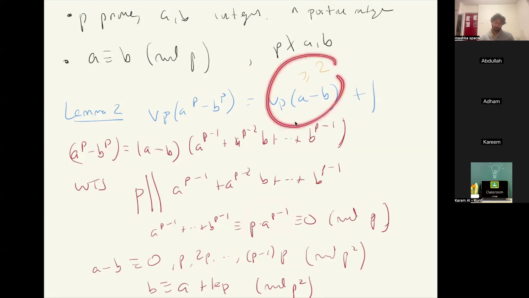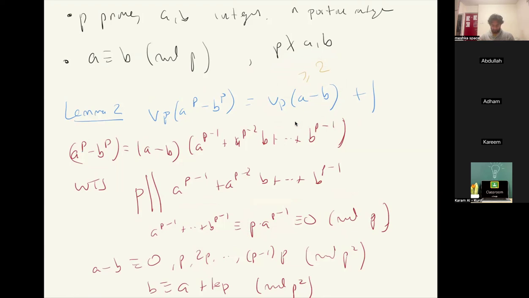But if this is at least 2, you can do that, but maybe it's not, right? The problem is maybe you have exactly 1 power of p here. Then you have to really think about how to understand this expression and exactly how many powers of p you get.